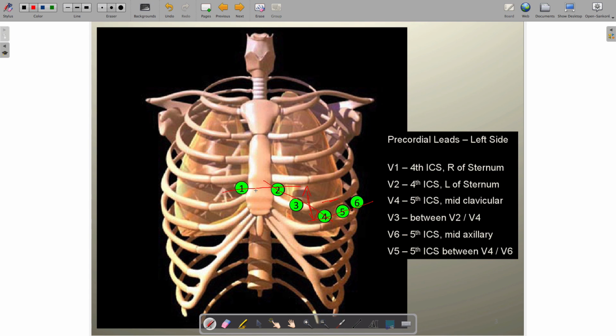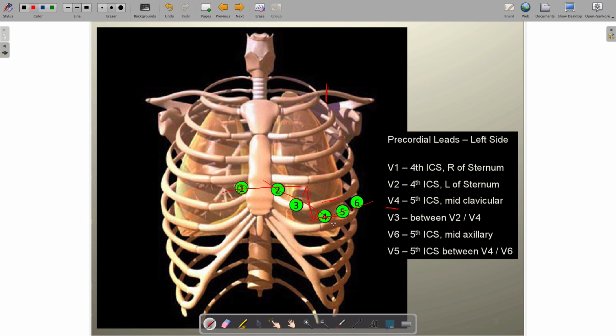So V1 goes just to the right of the patient's sternum at the 1, 2, 3, 4th intercostal space. V2 goes 1, 2, 3, 4th intercostal space just to the left of the sternum. The next one to go down, as you'll see here, is V4. Mid clavicle, 5th intercostal space. That's where V4 goes.